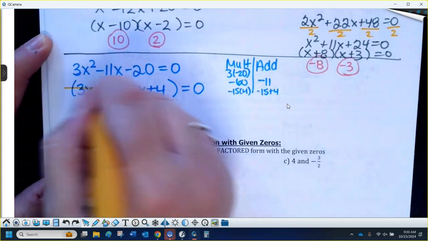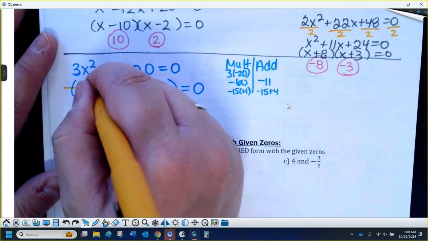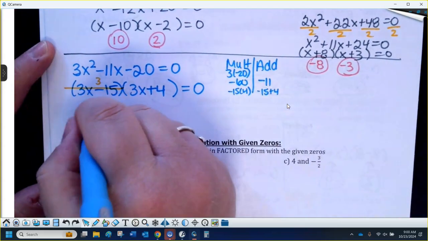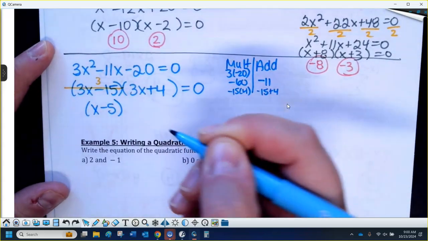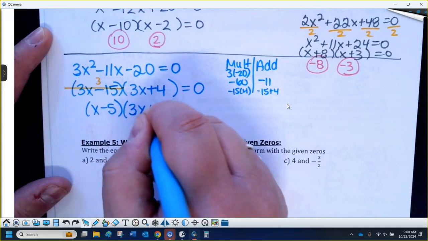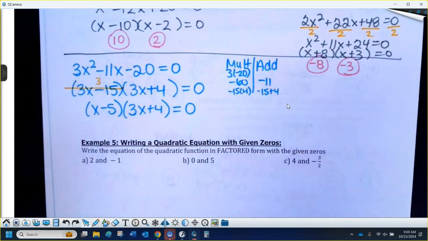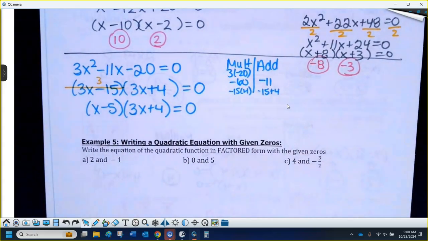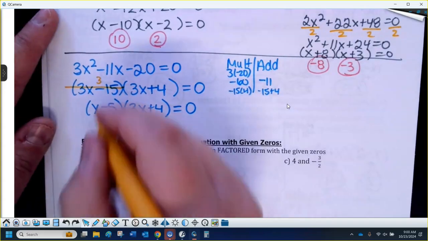For mine, the one I wrote first is not the real factor because both of those are divisible by 3. The real factor would just be x minus 5 because both of those are divisible by 3. You just disappear that out. Then the 3x plus 4, those don't have anything in common. And I'm just going to do a quick spot check. X times 3x is 3x squared. Negative 5 times 4 is negative 20. We should be good.